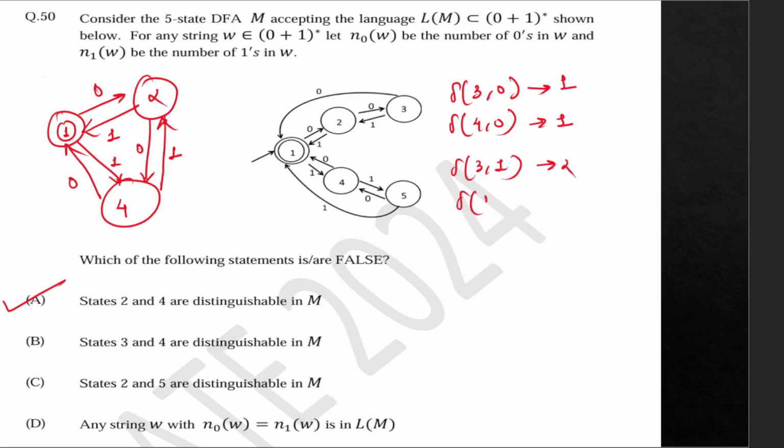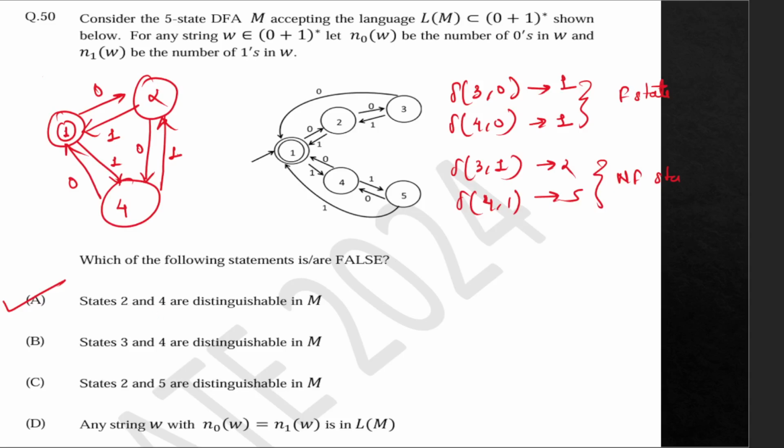And the transition from 4 on 1, where am I coming? I am going to 5. So here I am going to a non-final state. Yes, so 1 is a final state, and after that 2 and 5 are non-final states. So these are clearly indistinguishable because they are giving the same output. So how can we distinguish 3 and 4? Not possible. That is why B is not correct.